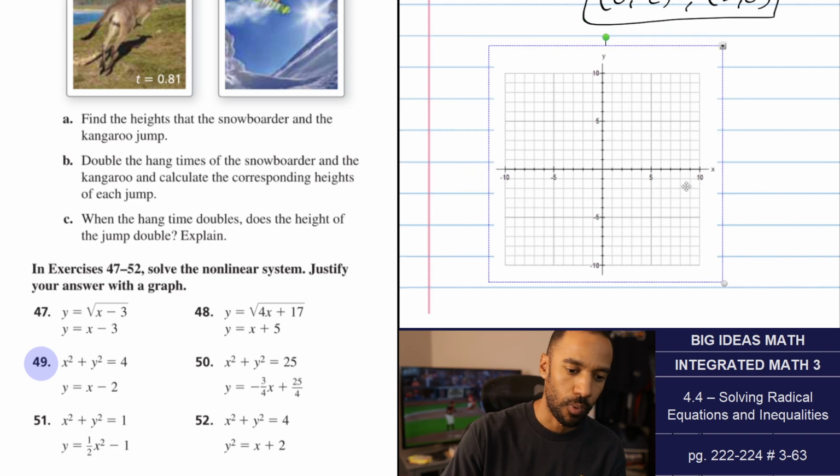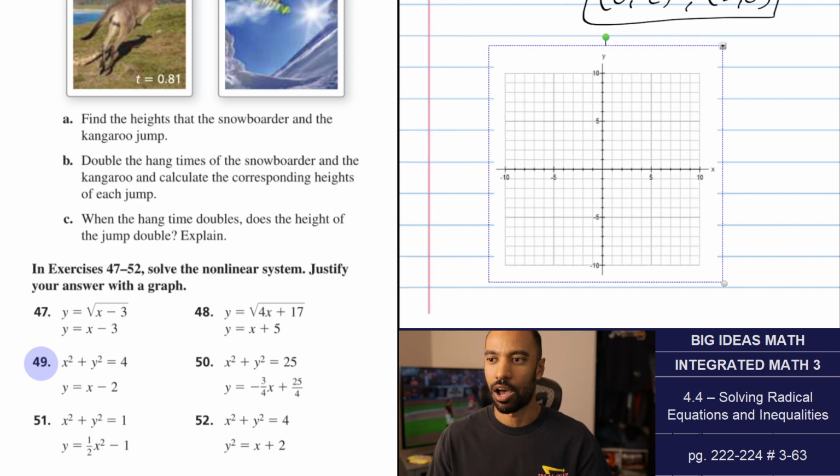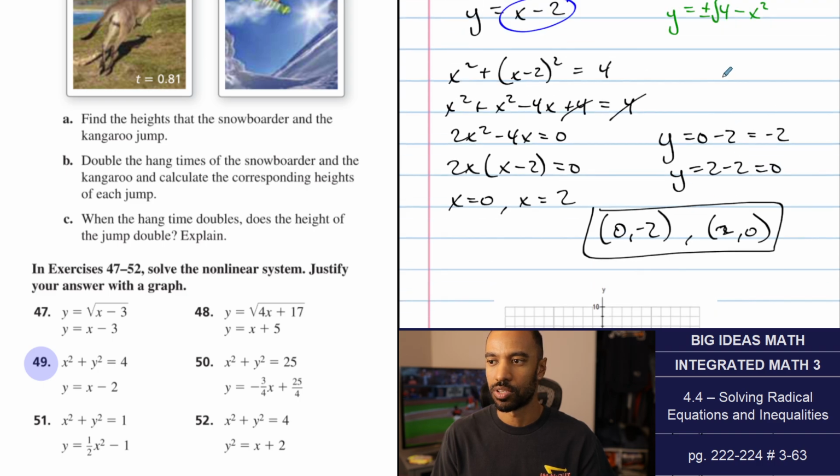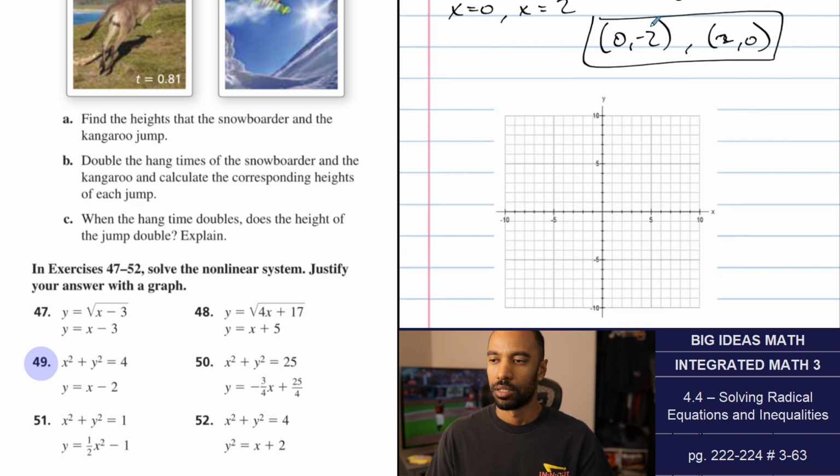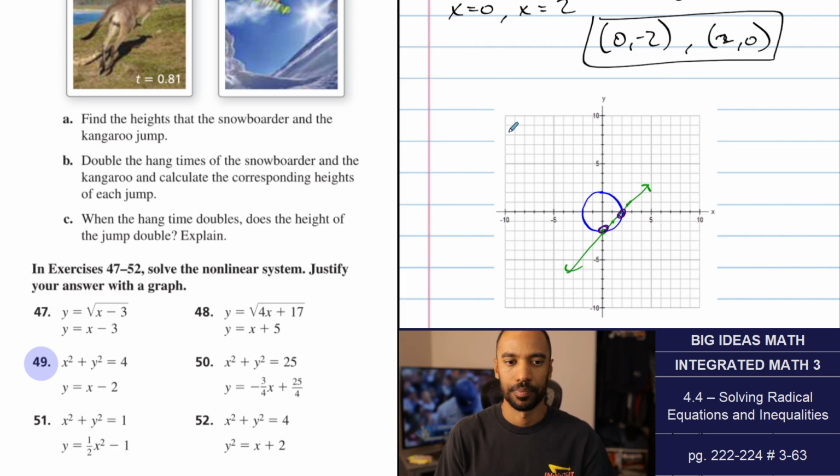Maybe I should graph them when it's easy graphs, and then I'll let the graphing calculator do it when it's not so easy. So this one, this is a circle with a radius of 2 for the first one. And the second one is y equals x minus 2, which has a y-intercept of negative 2 and a slope of 1. So that's where this is crossing like that. Those are the 2 points of intersection, right there and right there.